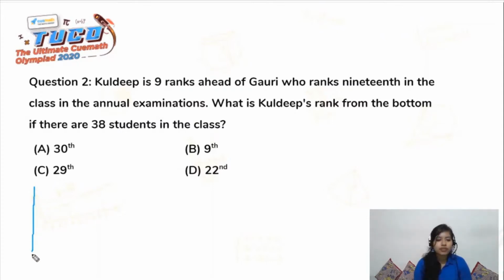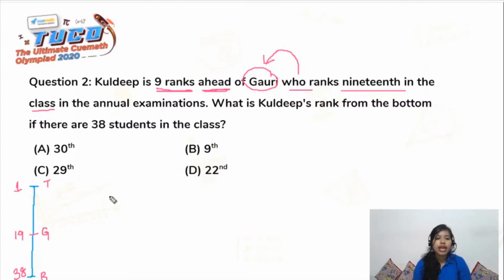So let me just first make a quick diagram here. Let's say that this is my ranking diagram, and this is top and this is bottom. And I know that there are in total 38 students. So this is 1 and this is 38. Now Kuldeep is 9 ranks ahead of Gauri, who ranks 19th in the class. Now this "who" refers to whom? This "who" refers to Gauri, right? So Gauri is at the 19th position. So this is for Gauri, and Kuldeep is 9 ranks ahead of Gauri.